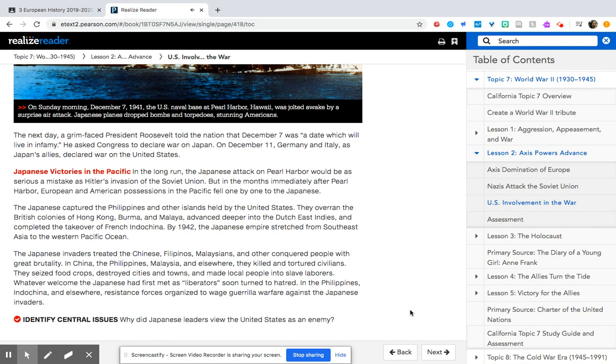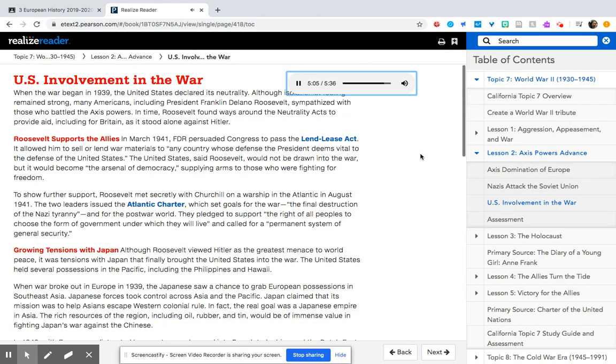The Japanese invaders treated the Chinese, Filipinos, Malaysians, and other conquered people with great brutality. In China, the Philippines, Malaysia, and elsewhere, they killed and tortured civilians. They seized food crops, destroyed cities and towns, and made local people into slave laborers. Whatever welcome the Japanese had first met as liberators soon turned to hatred. In the Philippines, Indochina, and elsewhere, resistance forces organized to wage guerrilla warfare against the Japanese invaders.